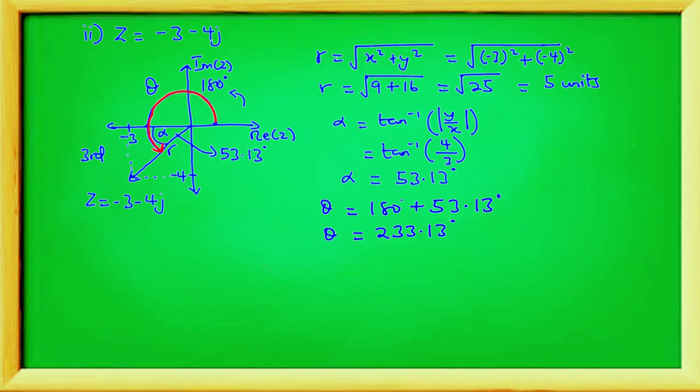Therefore, we have the polar representation of this complex number to be 5 into brackets cosine 233.13 degrees plus j sine 233.13 degrees, which can simply be expressed as 5 polar 233 degrees.